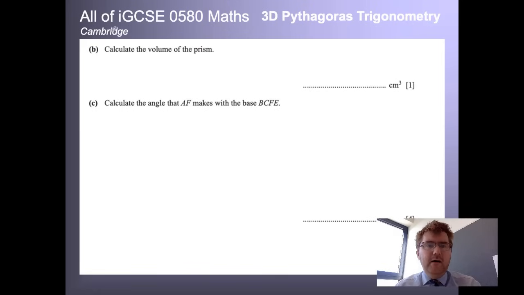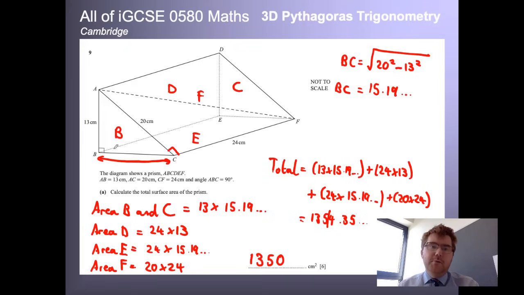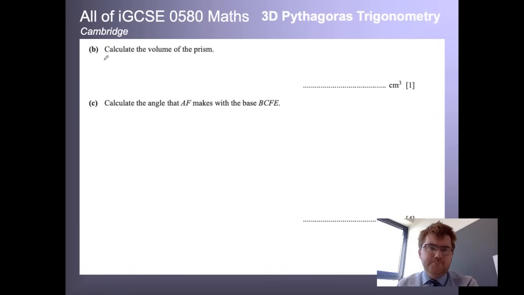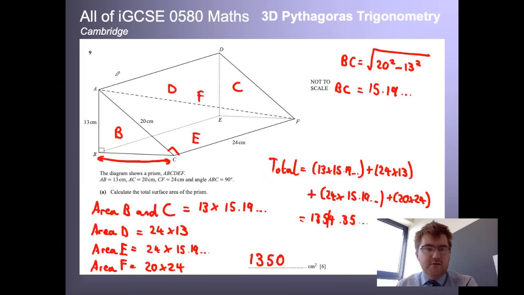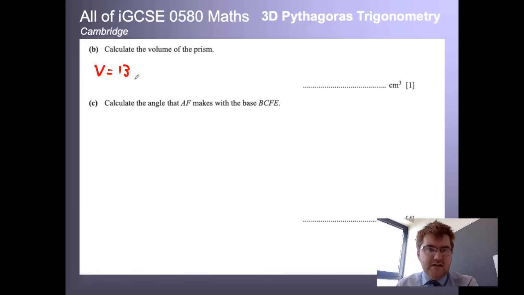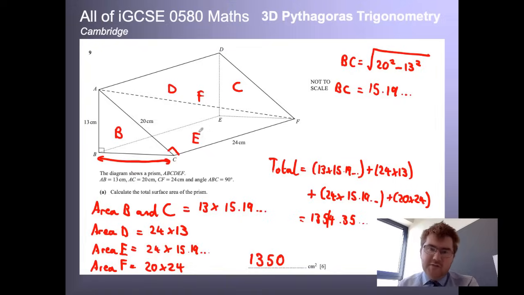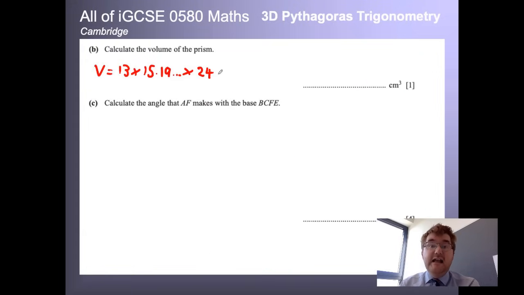Right, then we go on to part B, so we want to work out the volume of the prism. So remember, if you did a cuboid, generally the volume would be length times width times height, but we've got a triangular prism, so we want to divide that by 2. So we're going to type in volume is equal to, so 13 times that 15.19 long number, times the length, which is 24. Again, you can do this in any order. The order doesn't matter. Let's go to the calculator and work this out quickly for the 1 mark.